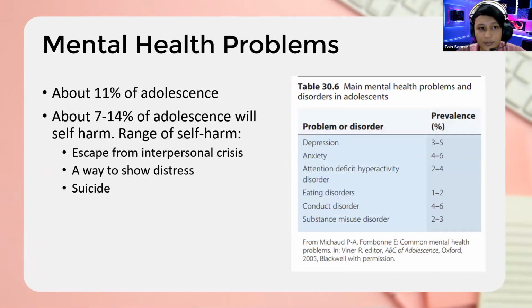Next is mental health problems. Actually, about 11% of adolescents tend to have mental health problems. And then this table here is the prevalence of the main mental health problems in adolescents. So as you can see, depression about 3 to 5%, anxiety, then we have ADHD, eating disorders, which I will discuss a little bit later, and then conduct disorders, and then substance misuse disorder.